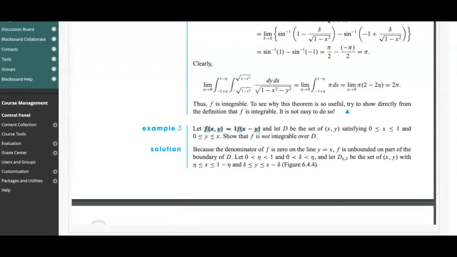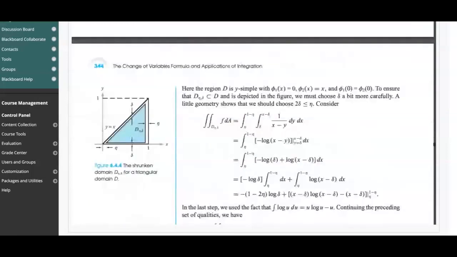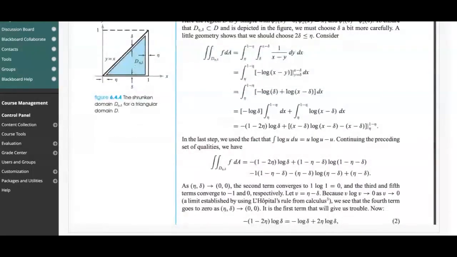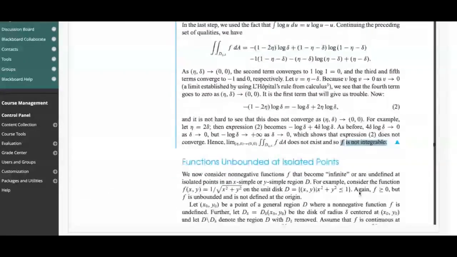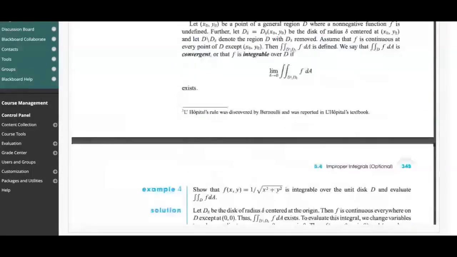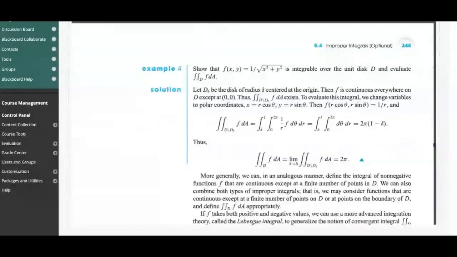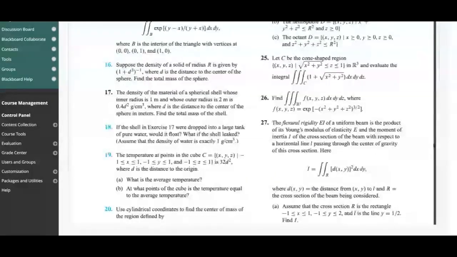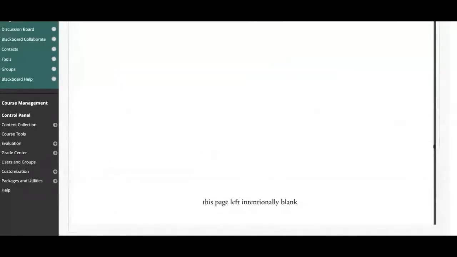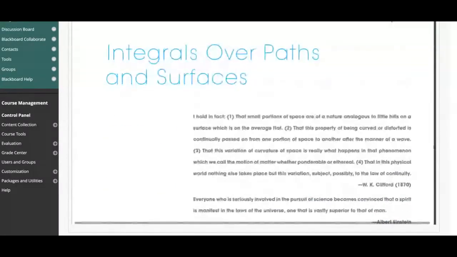Okay, this one is saying 1/(x − y). D is the region. X goes from 0 to 1. Y goes from 0 to x. That's a triangle. Show f is not integrable over such D. So that's the region D. Okay, for our class, we don't care about the integrability. That's very mathematical. We can skip this example. And I think that's all I want to talk about. Yeah, that's it for chapter 6. We're not going to chapter 7. We'll finish by chapter 6.